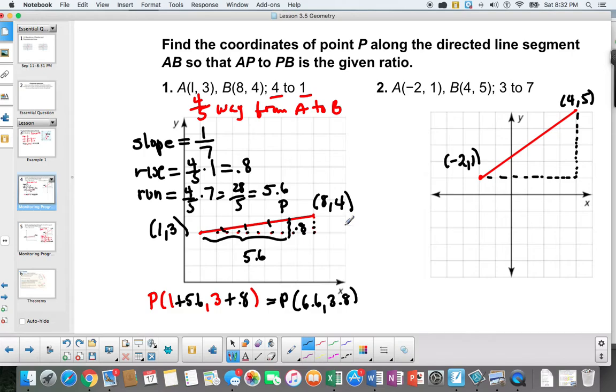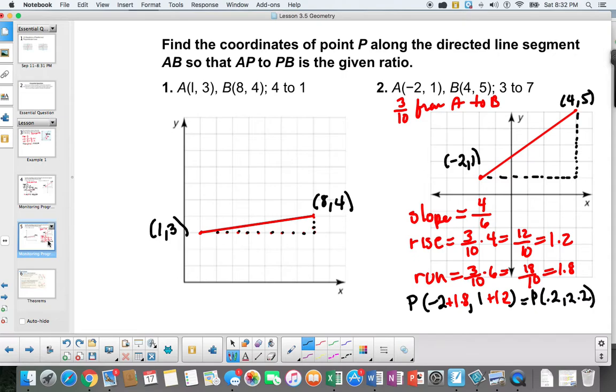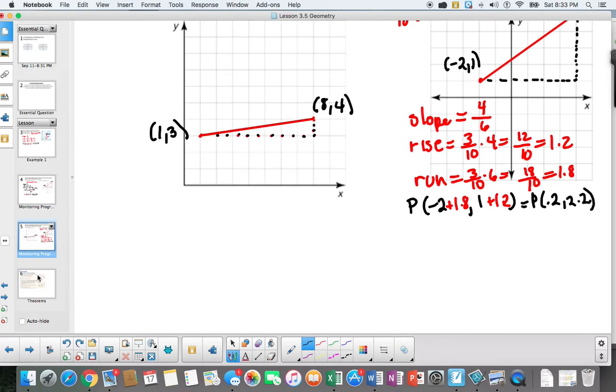All right, stop the screencast right now and see if you can do number 2 on your own, keeping in mind the strategies I just gave you. Okay, and here is the answer. 3 to 7 means you want to go 3/10 of the way from A to B. Take a look at your slope: the rise is 4, the run is -6, and you want 3/10 of your rise and 3/10 of your run. Those are the numbers you're going to add to point A's coordinates to get to that location.